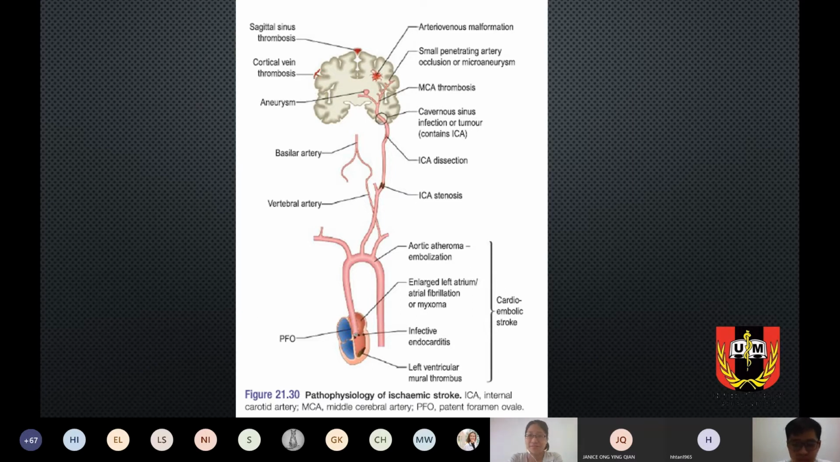You think? Okay, disappeared already. Okay, so venous infarct usually, yeah, okay, never mind.